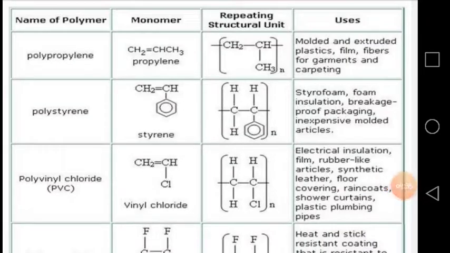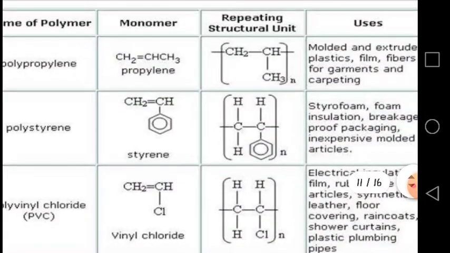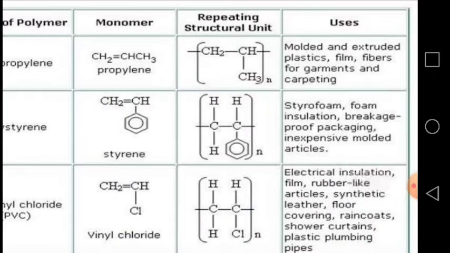Dear students, after having this understanding of polymers, monomers and the polymerization process and their types, now we are focusing on the uses of different types of polymers. The first one is polypropylene. Its monomer is propylene, and this is the repeating unit. And now we are going to focus on the uses. Molded and extruded plastics, film, fibers for garments and carpeting.